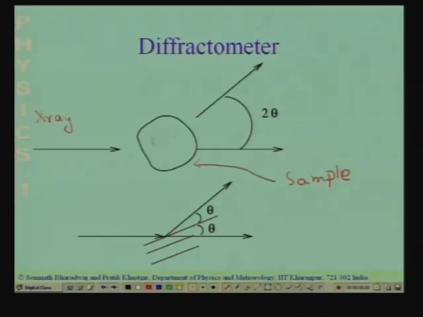Whichever be the case, there is going to be X-ray scattered in all directions. The intensity of the scattered X-ray is going to vary with the direction, and what happens in this X-ray diffractometer is there is an X-ray camera, a device which can measure the intensity of the scattered X-ray, and this device is moved to different angles and it measures the intensity of the scattered X-ray as a function of this angle over here.